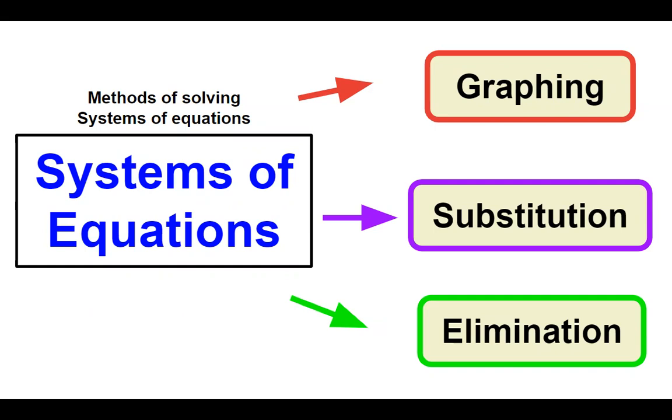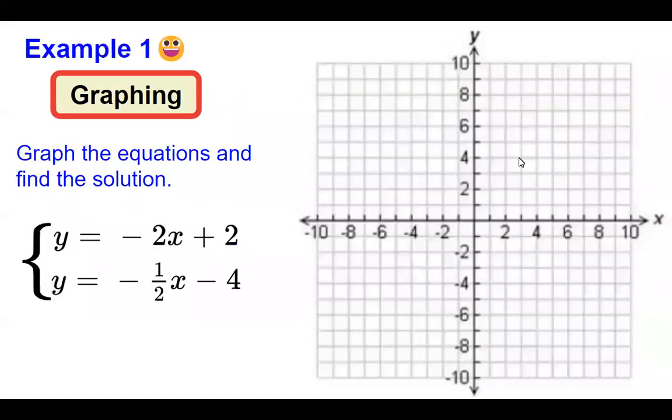With that said, let me give you guys graphing paper since we're going to be graphing. Go ahead and use one of your graphs, guys. It doesn't matter which one, as long as you know which one is example number one. We have graphing, our first set of equations: y equals negative 2x plus 2 and y equals negative 1/2 x minus 4.